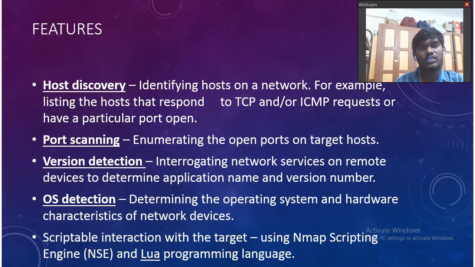The next thing is features. Host discovery is the identification of hosts on a network, for example listing the hosts that respond to TCP or ICMP requests, or have a particular port open. Another feature is port scanning, which enumerates the open ports on the target host. And version detection interrogates network services on remote devices, determining application name and version, so it determines which version they are using.